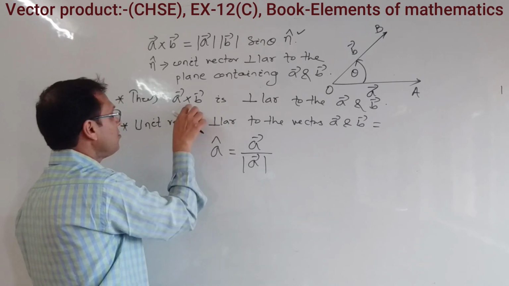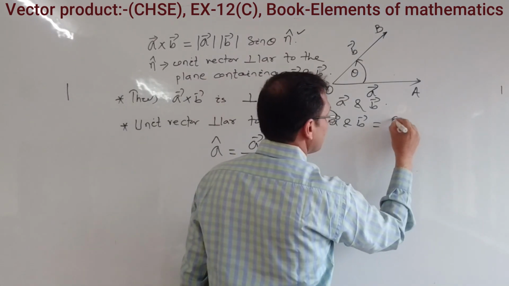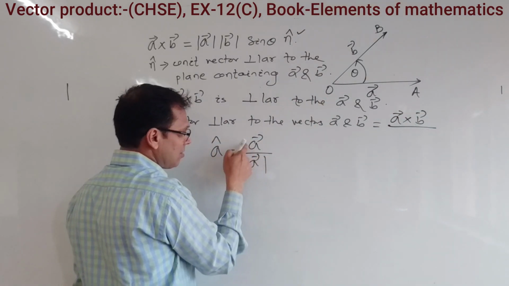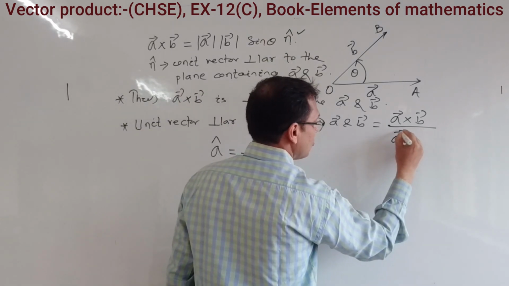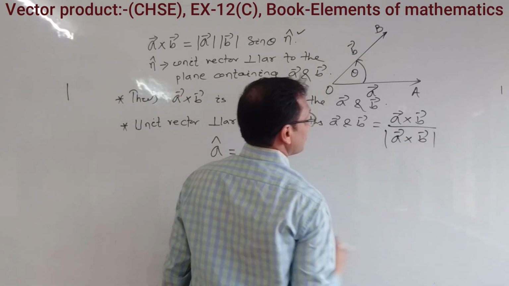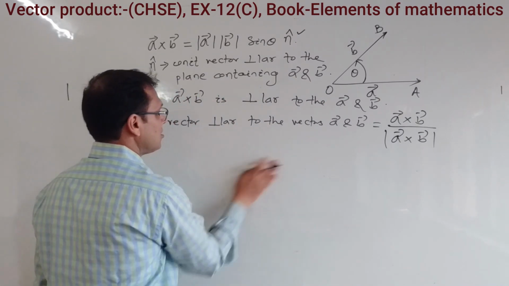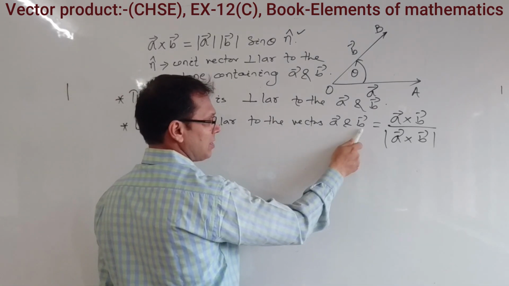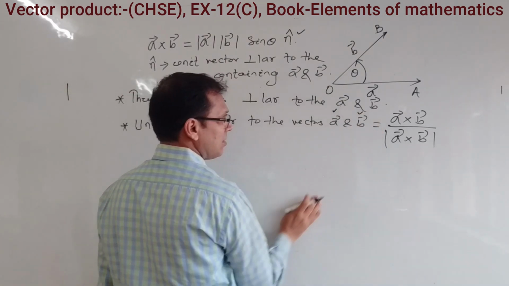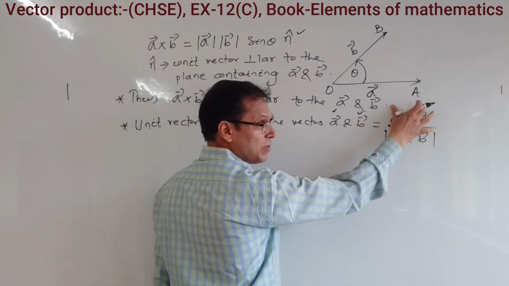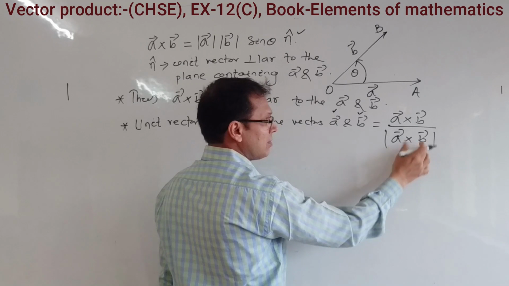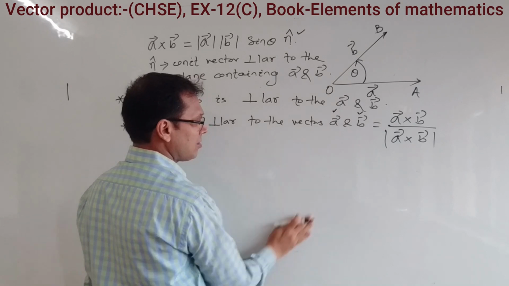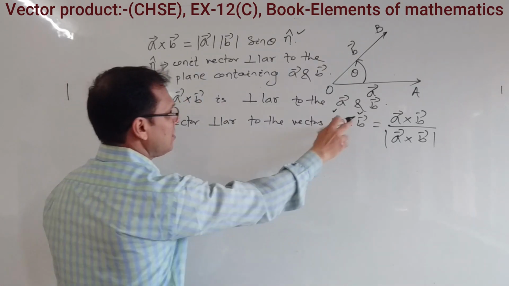So therefore you have to find the unit vector of this. That means, according to this formula, that vector divided by the magnitude of that vector, so a cross b divided by the magnitude of a cross b. Okay, this is the formula to find the unit vector perpendicular to the vectors a vector and b vector. If a vector is given and b vector is given, you first have to find the value of a cross b and the magnitude of a cross b. Then if you divide, you can find the unit vector perpendicular to the vectors a vector and b vector. A problem in the exercise, that's why I am telling.